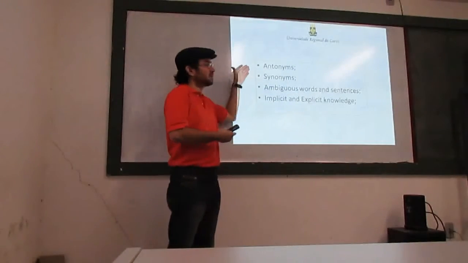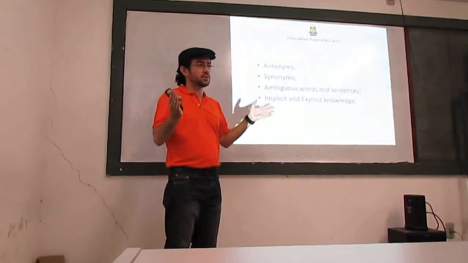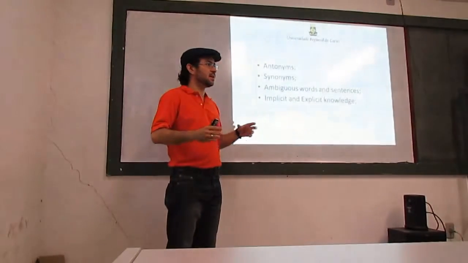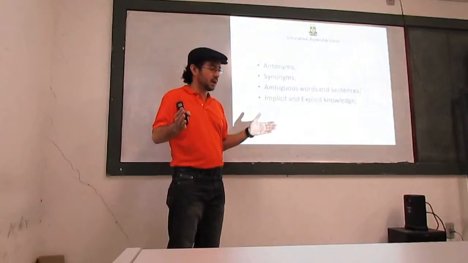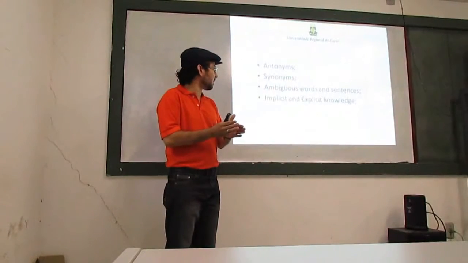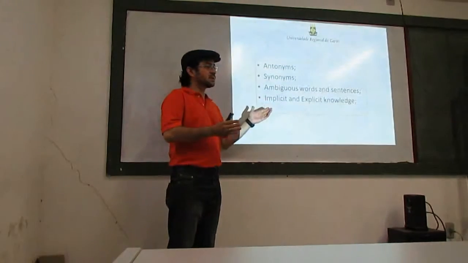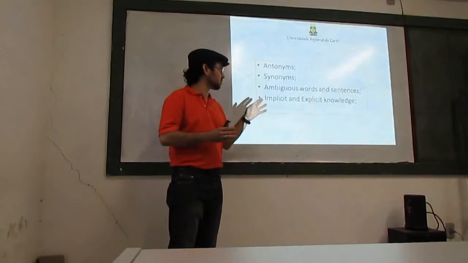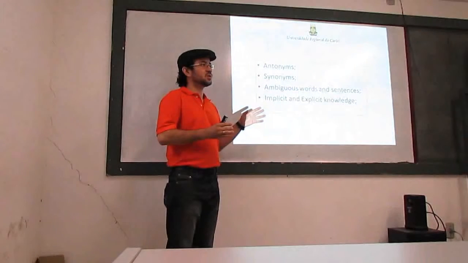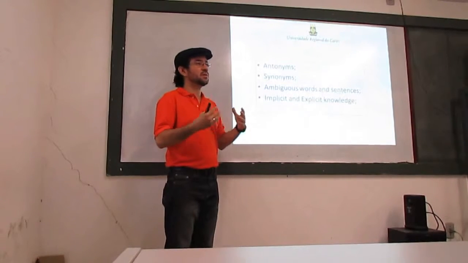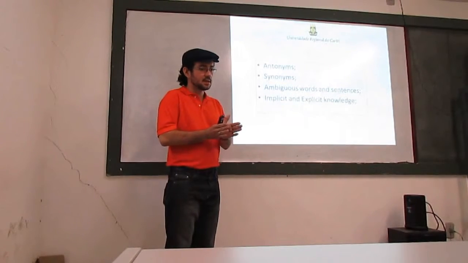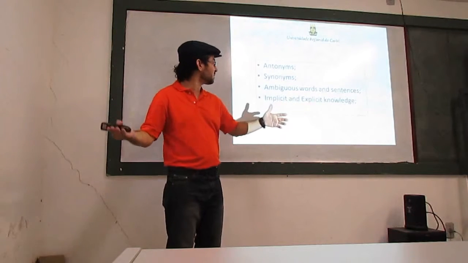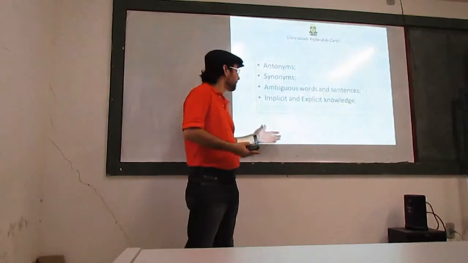Okay? Antonyms are opposite words, words with different meanings. Synonyms are words that have the same meaning, equal. Ambiguity is usually related to sentences, to words. When you say one sentence, one phrase, that you can understand in two different ways. There are two or more possibilities of understanding.